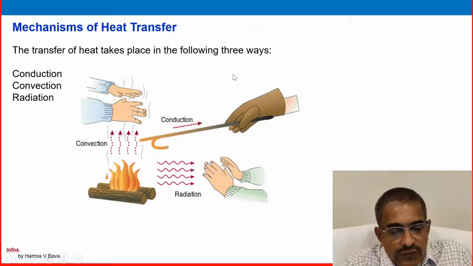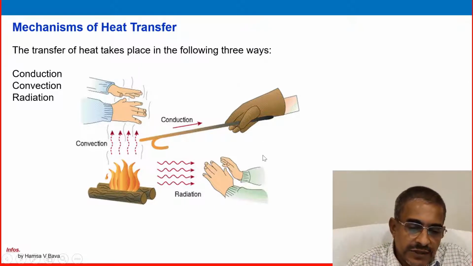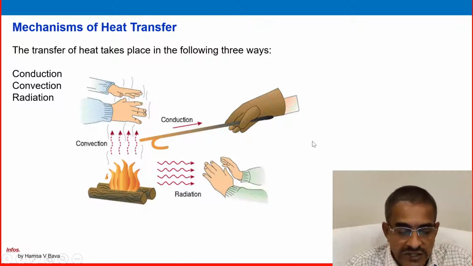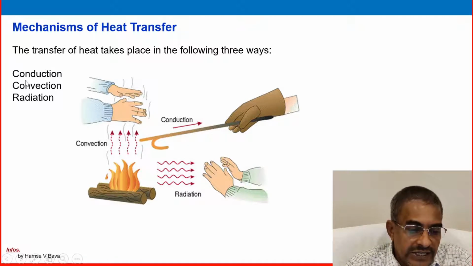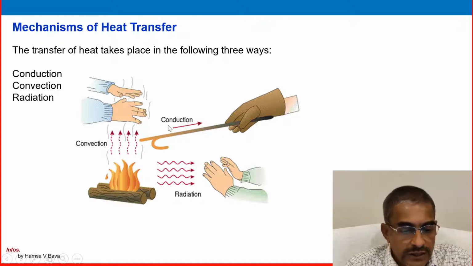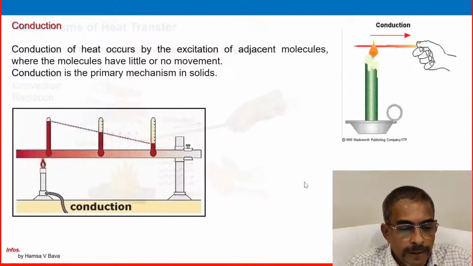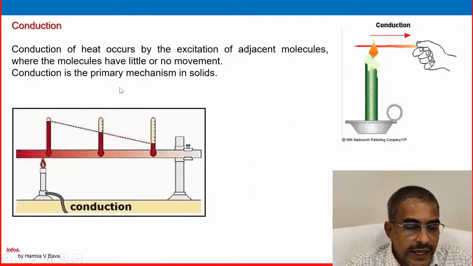So, mechanisms of heat transfer. Various mechanisms are used for heat transfer. In school maybe you have studied conduction, convection and radiation. These symbol pictures represent the three ways of heat transfer. Conduction is heat transfer by the excitation of adjacent molecules in a solid, where the molecules have little or no movement. Conduction is the primary mechanism in solids.